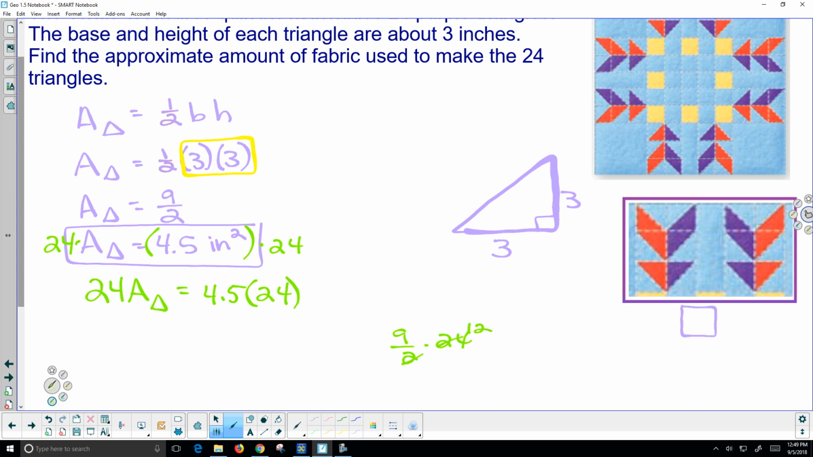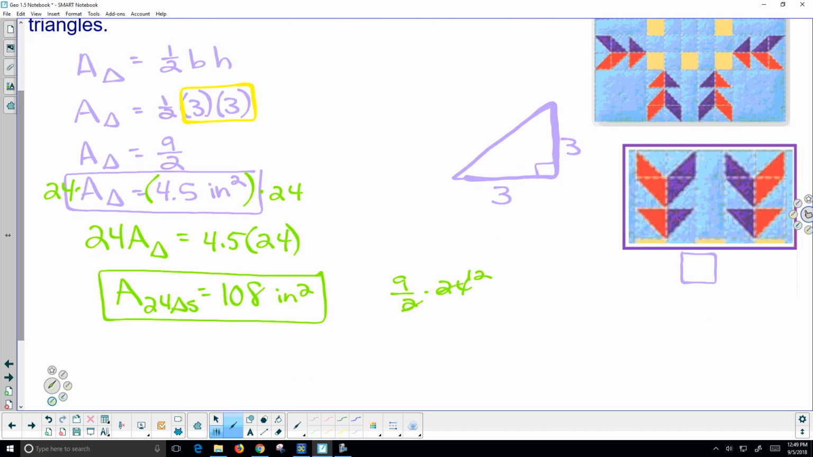So the area of 24 triangles is equal to 108 square inches. It's an application problem, so we're going to write the answer in the form of a sentence. So the question asks us how much material would be needed for these 24 purple triangles.